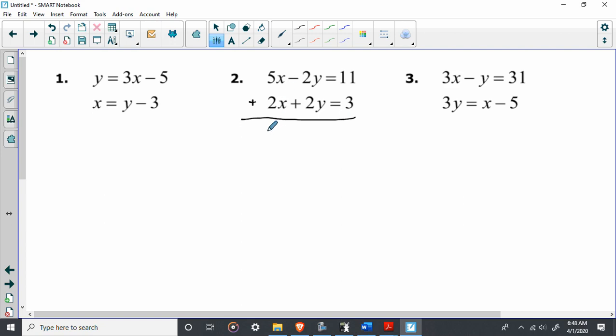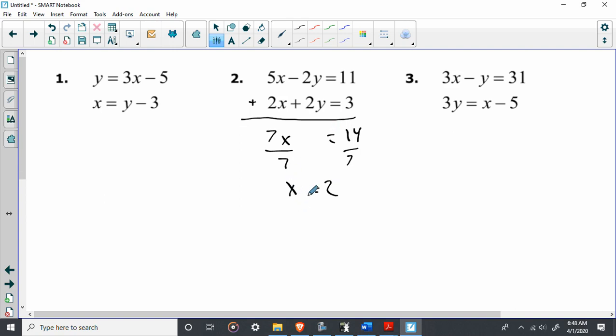5 and 2 makes 7. Negative 2 and positive 2 is 0. And 11 and 3 is 14. Let's divide by 7. X is equal to 2. So even if you're not good at the elimination method, guys, that's a layup. You want to take that one, okay?